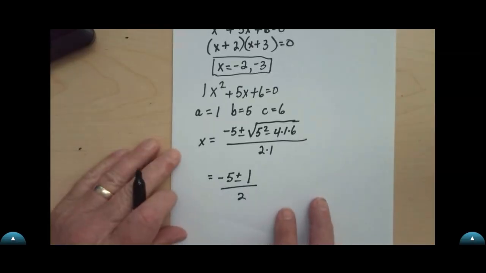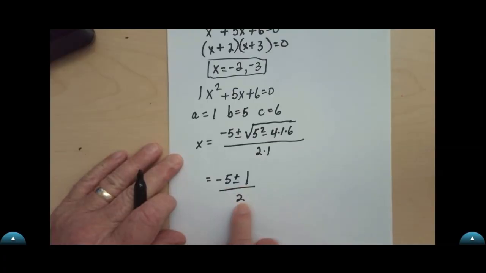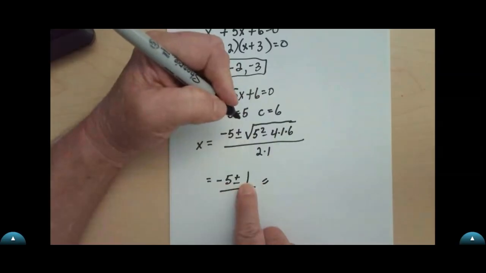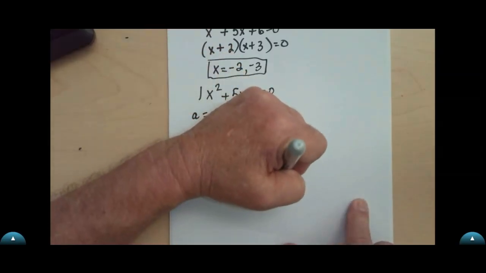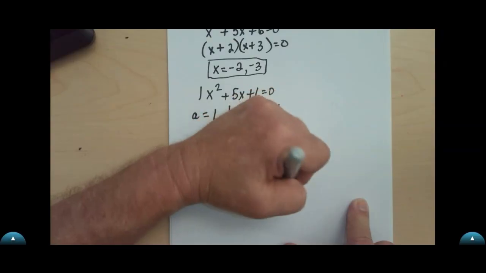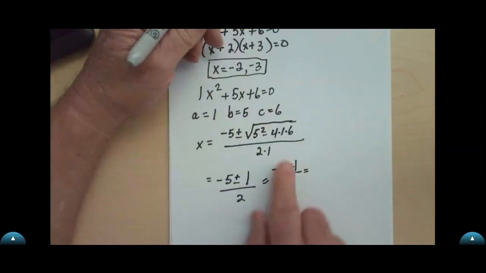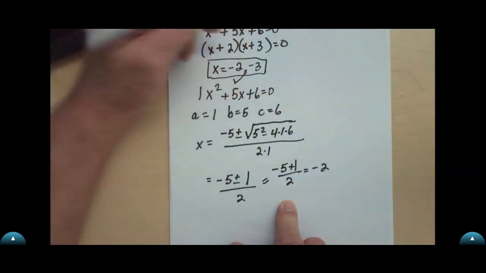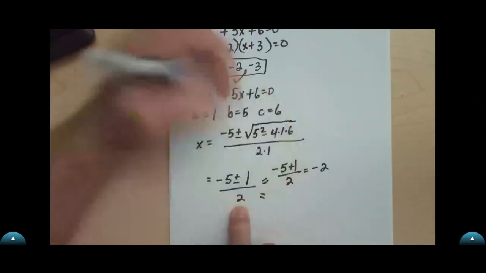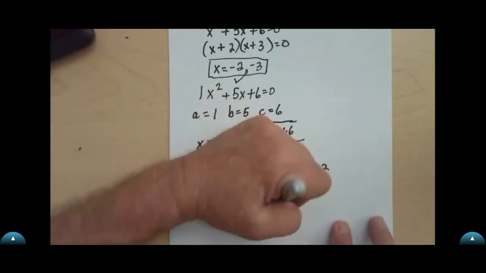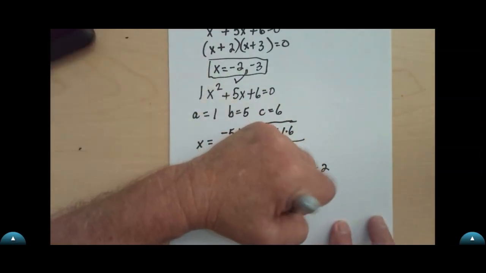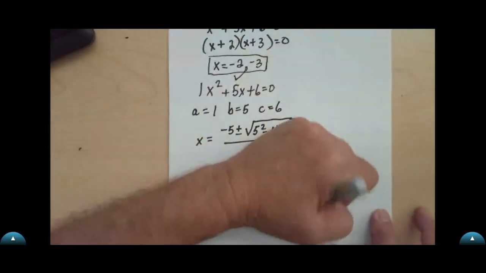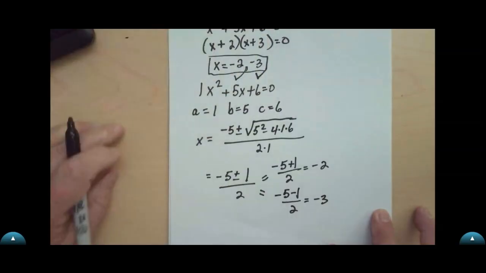Okay, at any rate, you get negative 5 plus or minus 1 over 2. Well, there's two answers here. There's negative 5 plus 1 all over 2. Of course, that's negative 4 over 2, which is negative 2. There's that solution. And there's negative 5 minus 1 all over 2. And that's negative 6 over 2, which is negative 3. And there's that other solution. Y'all see?